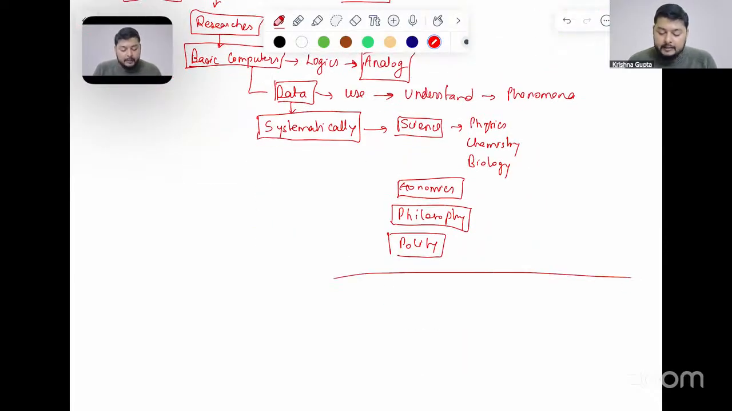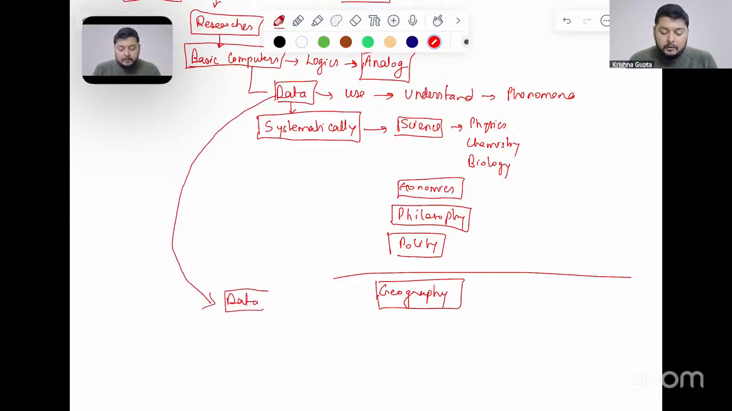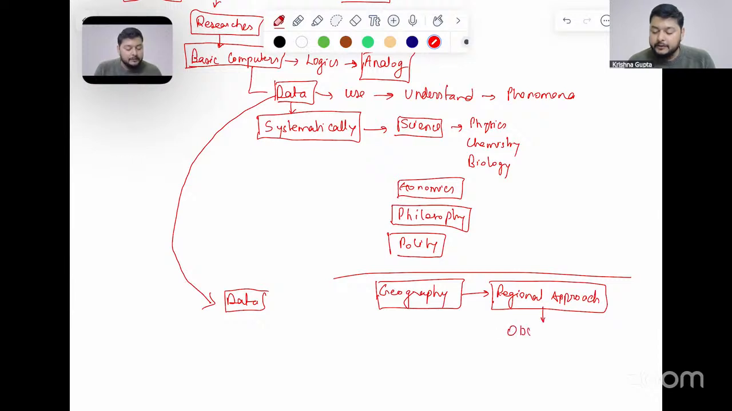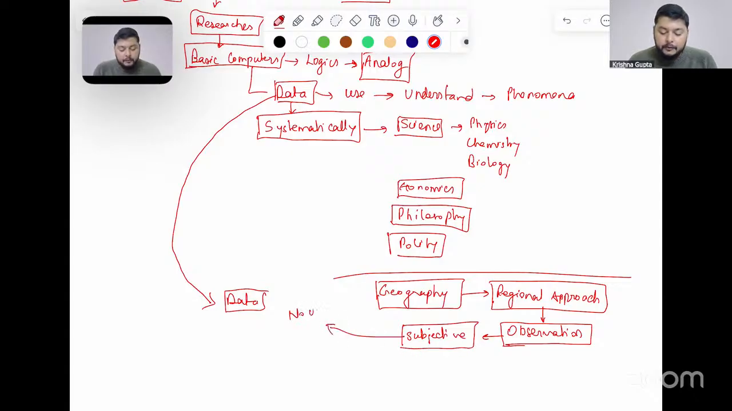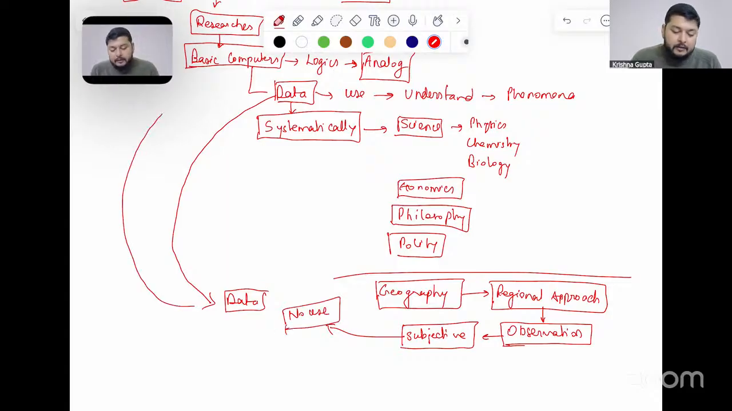Here, geography became an exception. Why? Because when we were referring to the data, geography at that time was having a regional approach. And whatever data was present with the regional approach, it was merely an observation. It was a mere observation and it was very subjective. And this subjective data was of no use for these particular systems.